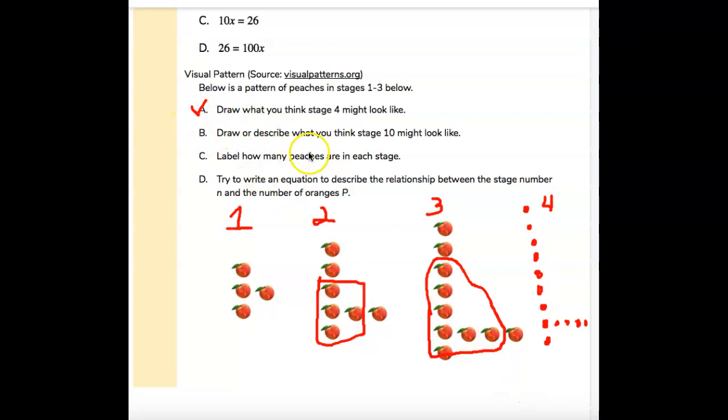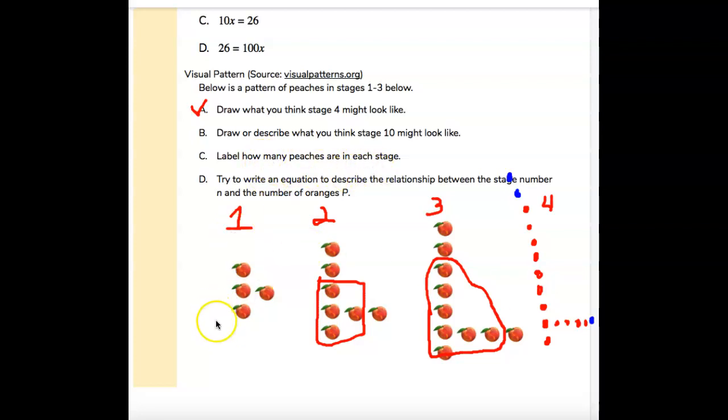Now draw or describe what you think stage 10 will look like. You can draw that out on a piece of scrap paper. All you're doing to each one is adding 2 up top and adding 1 over here. So stage 5 would be 1, 2, 3, 4, 5, 6, 7, 8, 9, 10, 11. And then down here, 1, 2, 3, 4, 5, and we add 1. So just keep doing that until you get to stage 10.